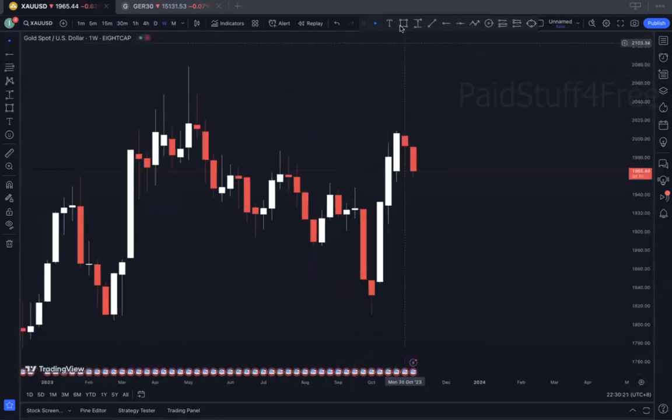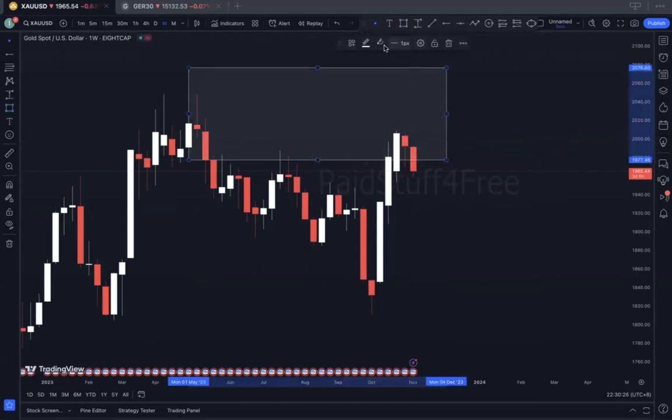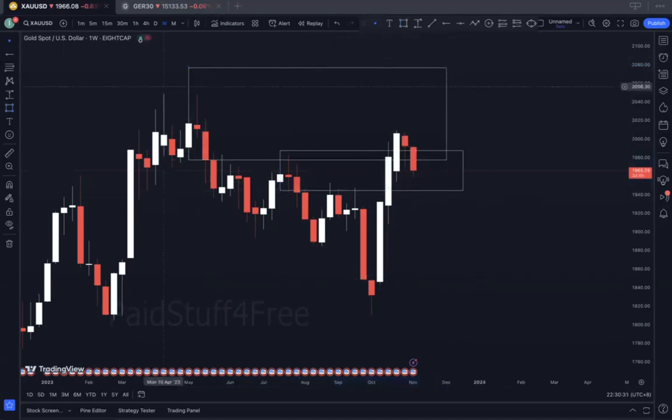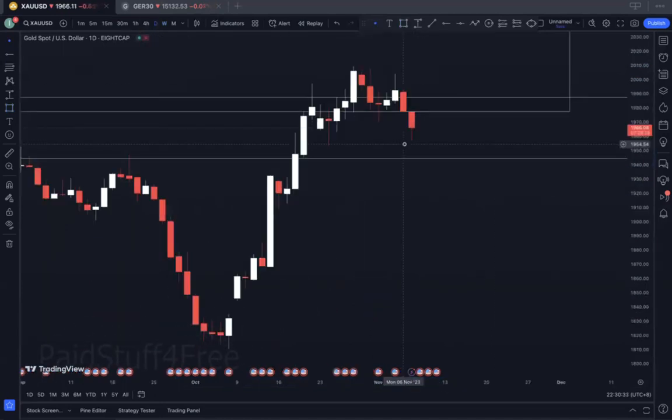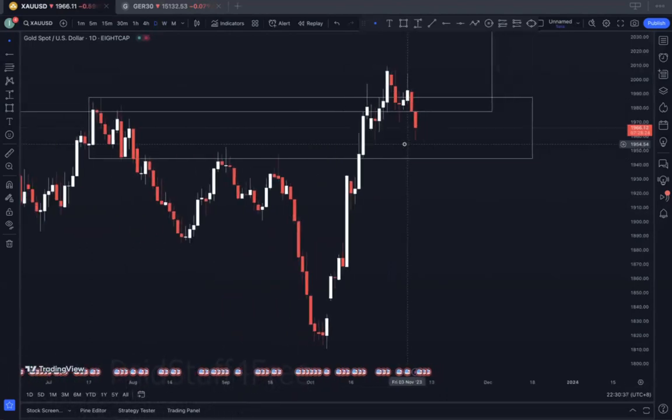If we talk about weekly, this is what I meant by we don't have a clear direction yet. Because if we see on the weekly, number one, weekly is too close to each other, right? Exactly, right?